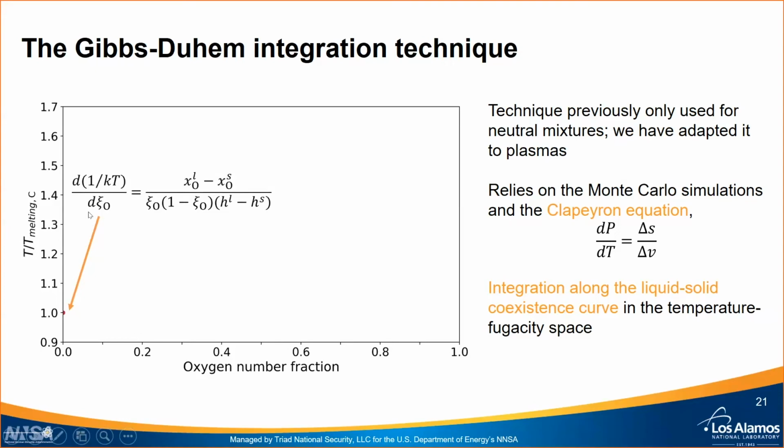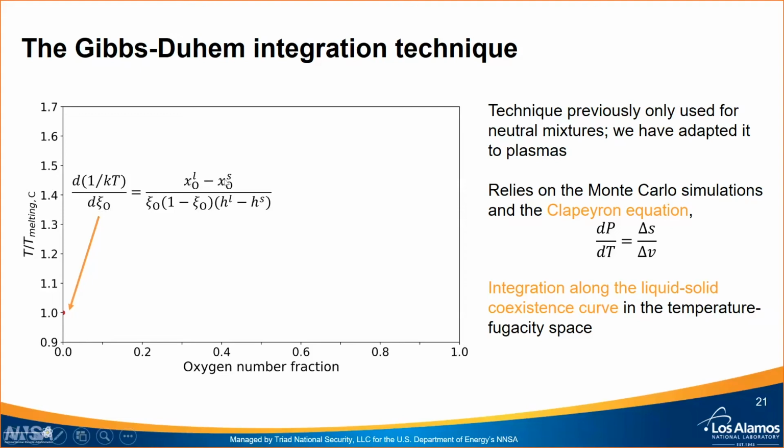So the fugacity fraction is directly related to the difference in chemical potential between the oxygen and carbon ions. And it's built in such a way that when the fugacity fraction is 0, it means that you have no oxygen in your system. And when the fugacity fraction of oxygen is 1, it means that all the system is made of oxygen ions. So really what we're doing here is integrating this function from 0 to 1 in the fugacity fraction space.